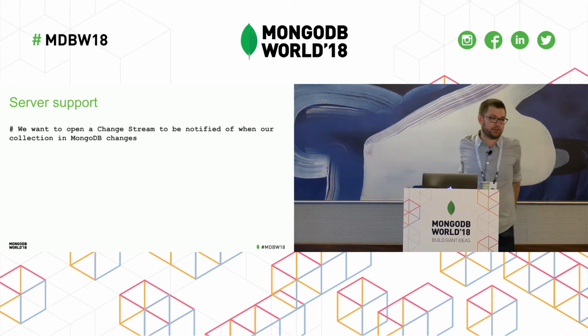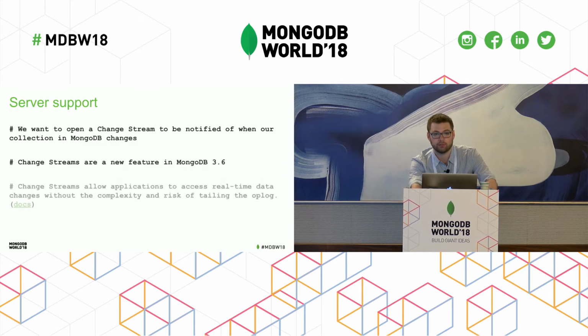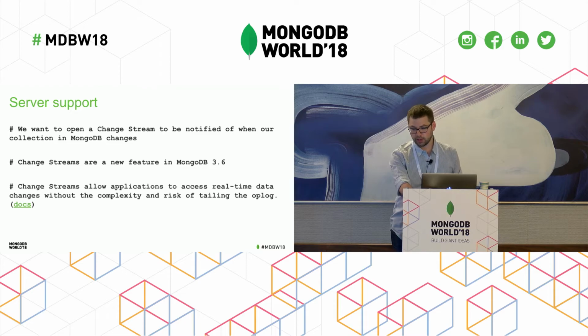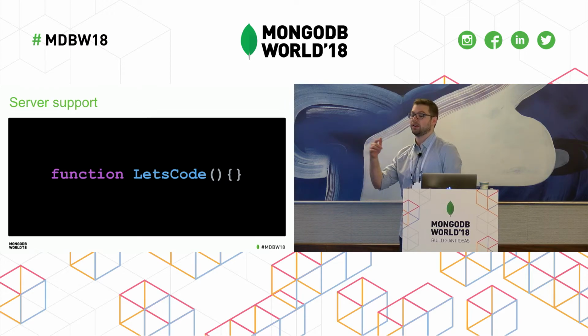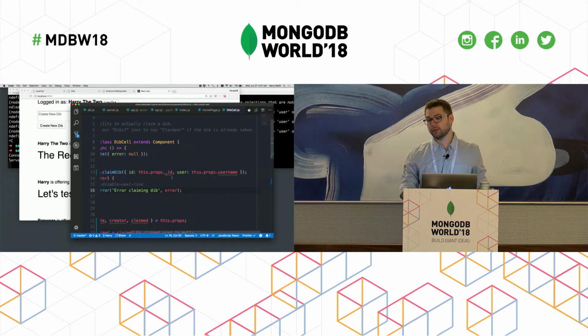This is a big preamble just to get to change streams. I'm excited about that because they're exciting. So change streams are a new feature in MongoDB 3.6. It is an API for subscribing to changes in your MongoDB database. It allows applications to access real-time data changes without the complexity and risk of tailing the oplog. Let's code.